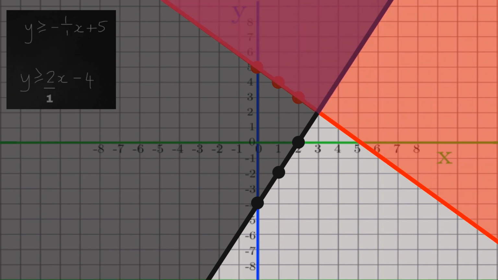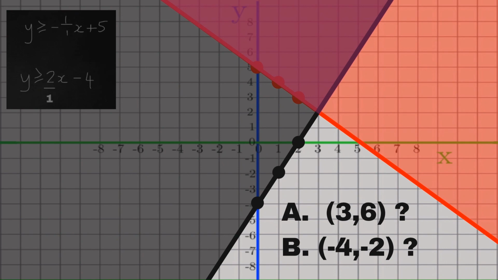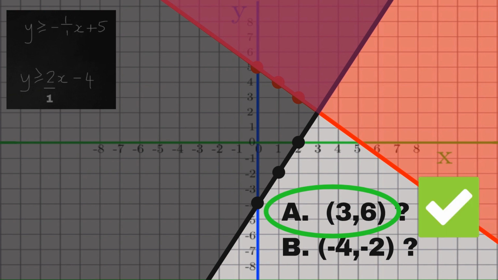I have a question for you. Which one of these x and y coordinates is a possible solution in our system of inequalities? Which one is included in our solution set? Is it A, 3 and 6, or B, -4, -2? If you said the answer is A, then you are correct. Great job.